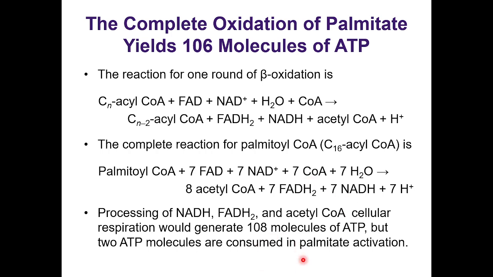The processing of your NADH, FADH2, and the acetyl-CoAs in cellular respiration would generate 108 molecules of ATP. This would be an approximate number. But 2 ATP molecules are actually consumed in the palmitate activation, that first reaction that we started this with. And so we would get a net yield of something along the lines of 106 molecules. Remember, though, that individual organisms will have slightly more and less efficient pathways. So this is a good approximation number.